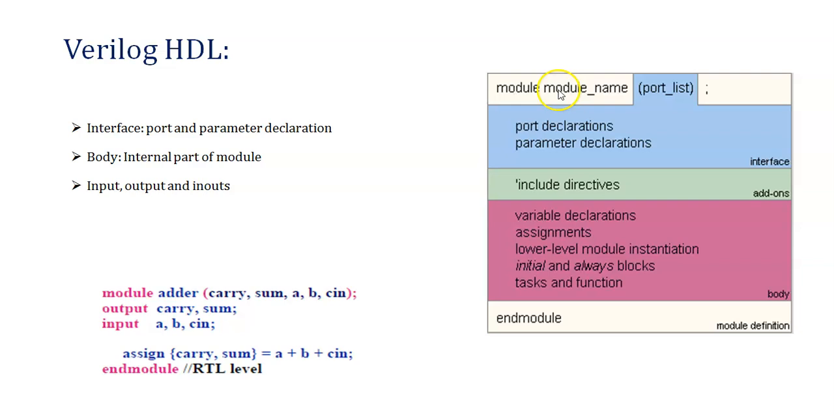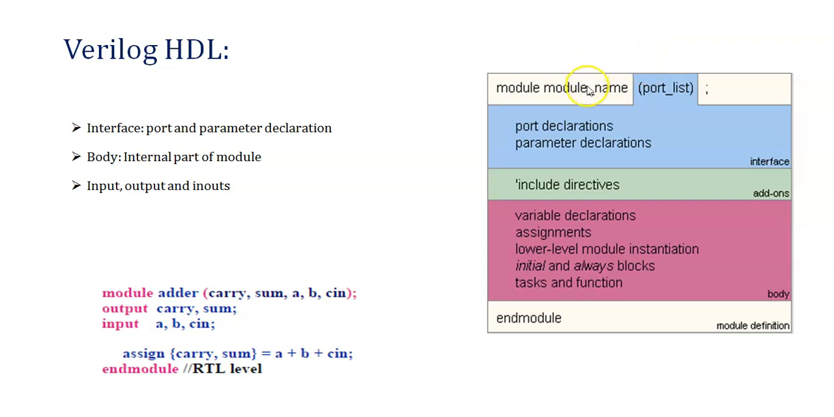Next thing is the module name. You can write whatever name you want to give, but it should not be a keyword. And inside that you need to use the port list. That is, if it is an AND gate, A, B are the inputs and C is the output. That way you will be writing A, B, C here, and a semicolon that indicates the end of the line.